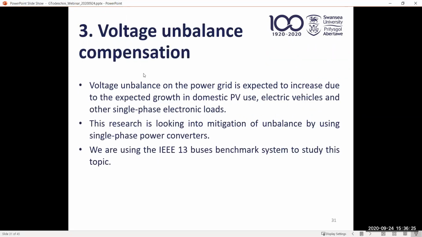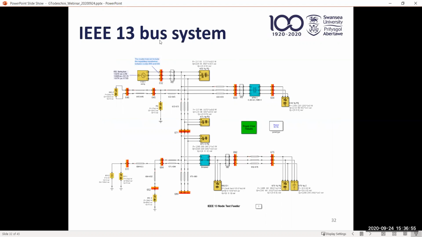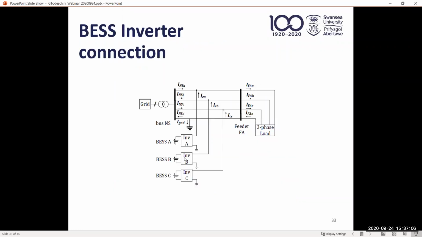As I said earlier, I started recently to look into voltage imbalance compensation. For voltage imbalance compensation, we are using a similar approach as active filtering. So the aim of this research is to see how a single-phase connected battery energy storage system can help compensate voltage imbalance. At the moment, we are using the IEEE 13 bus system because this system has unbalanced conditions, so it's ideal for our work. And we are studying the connection of 3 single-phase batteries to the feeder. And the idea is that these units are controlled to compensate unbalance in the feeder.